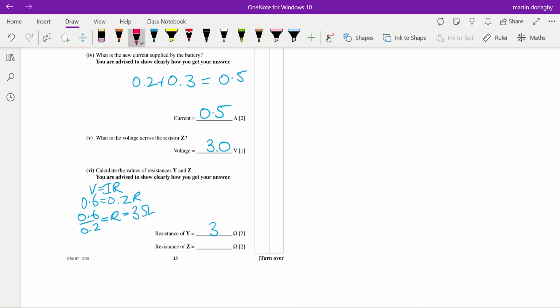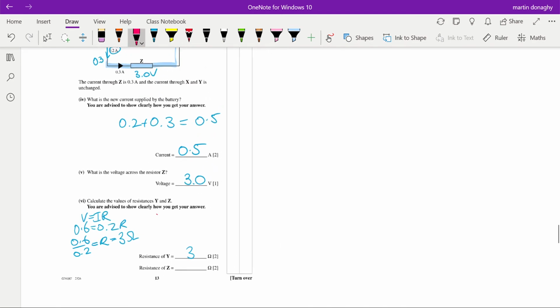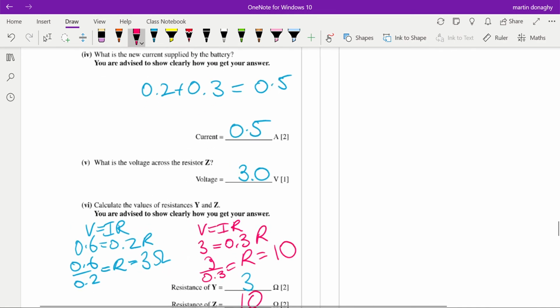The resistance of Z, then, we do V equals IR for it. So V is 3 equals I, which is 0.3, times R. 3 divided by 0.3 equals R, which is 10. So Z is 10 ohms.